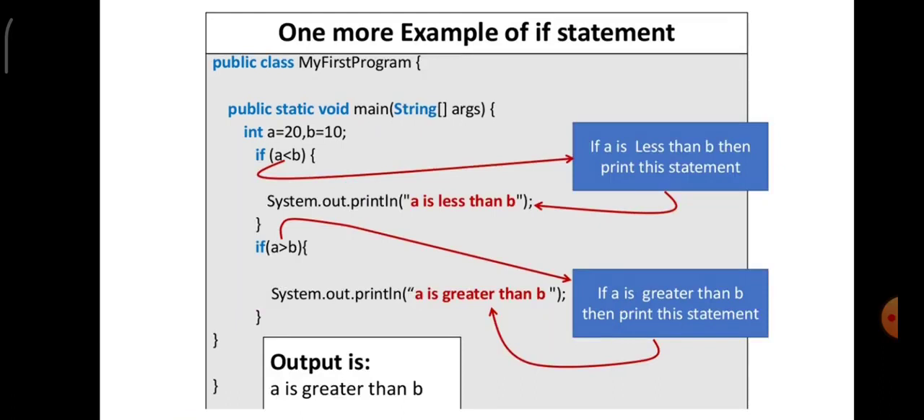Now one more example of if statement. Again the main method is called, A is equal to 20, B is equal to 10. If A less than B, here on the blue color you can refer to the blue color box. If A is less than B, then print this statement. In other case, if this condition fails, if A is greater than B, then print this statement.